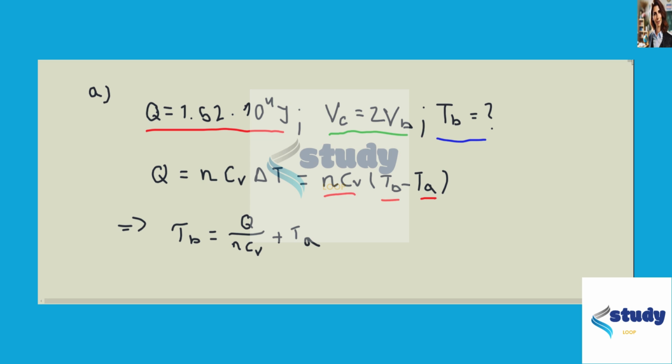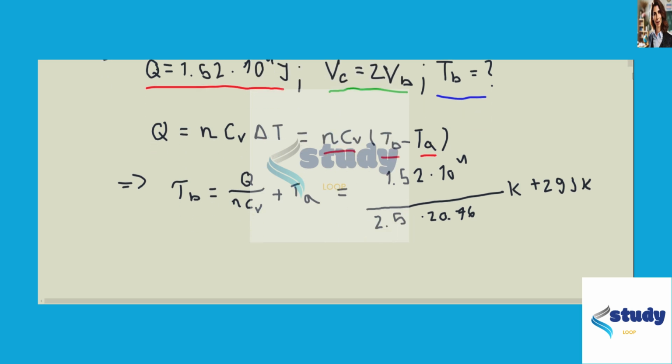Since we know the values here, we can say that this equals 1.52 times 10 to the fourth joules over 2.5 moles times 20.76 joules per mole Kelvin, and this is all going to be in kelvins at the end, plus 293 kelvins, which therefore equals T_B equals 585 kelvins.